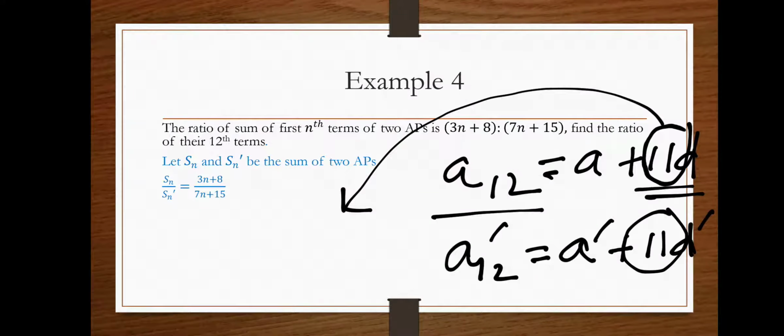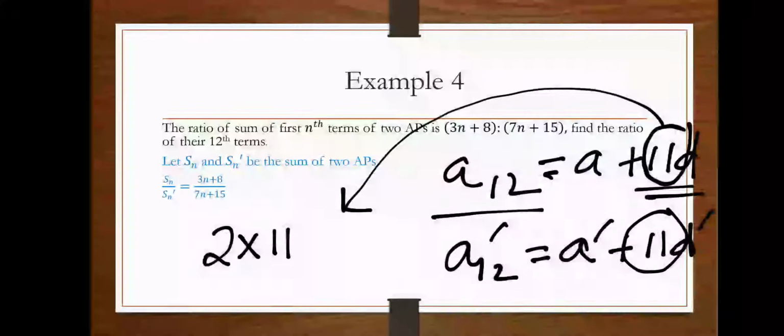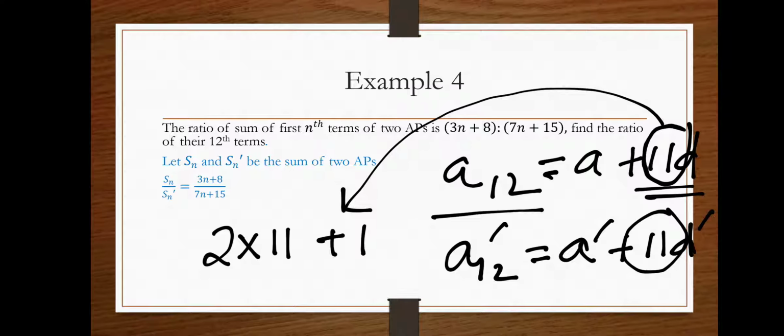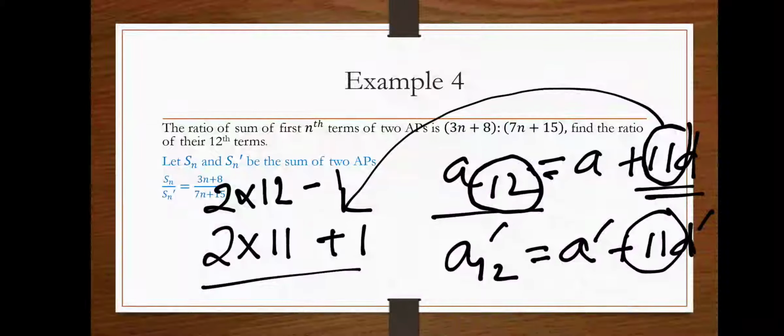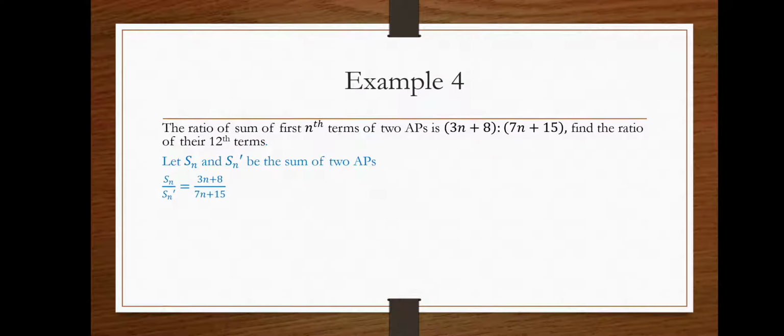I have to put 2 times that 11 plus 1. I can remember it that way. Or if I want to remember it in another way, see here 12, I can put 2 into 12 minus 1. So both are going to give me the same value. So what is the value? The value is 23. So therefore, I am going to put the value of n as 23.